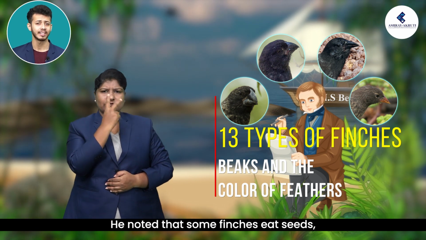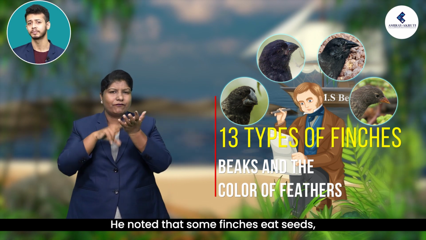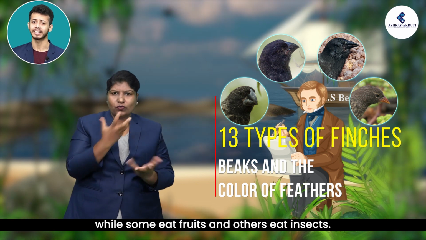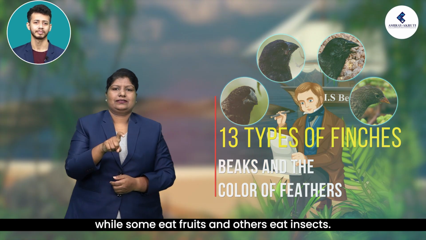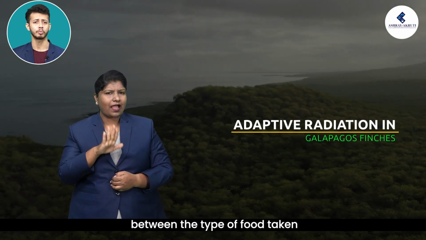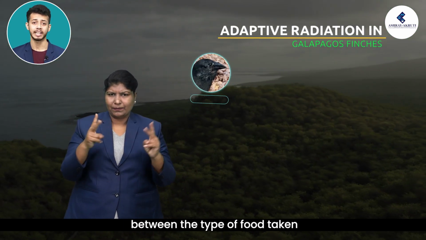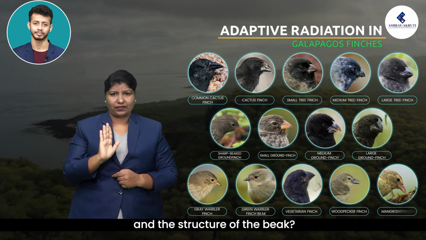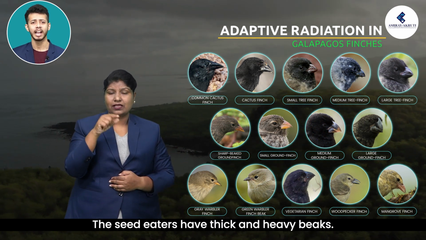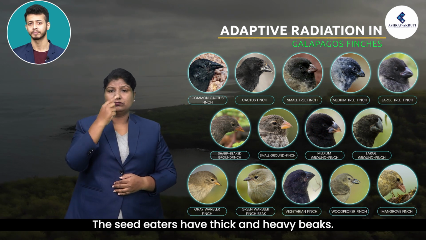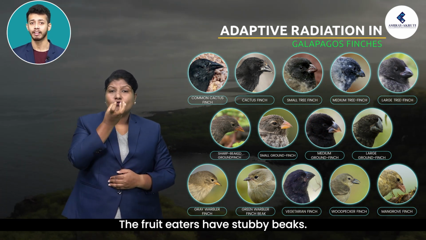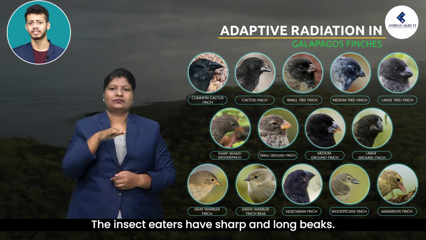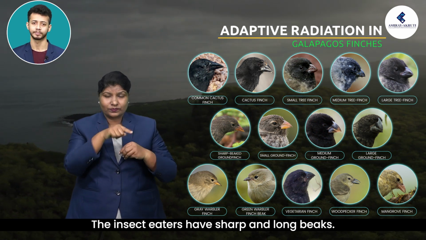He noted that some finches eat seeds, while some eat fruits and others eat insects. Is there any relation between the type of food taken and the structure of the beak? The seed eaters have thick and heavy beaks. The fruit eaters have stubby beaks. The insect eaters have sharp and long beaks.